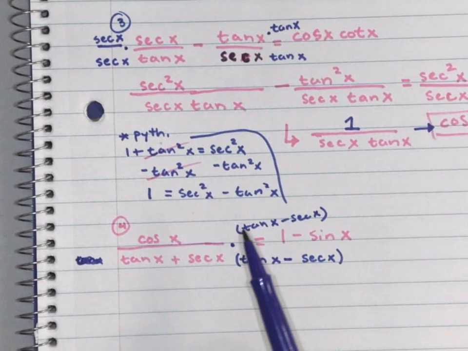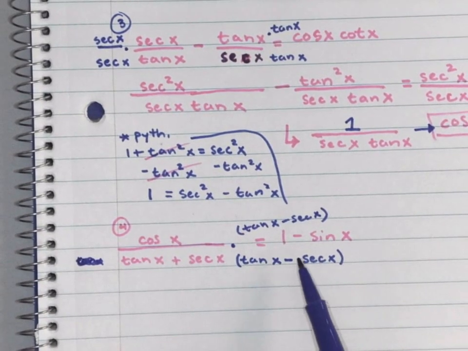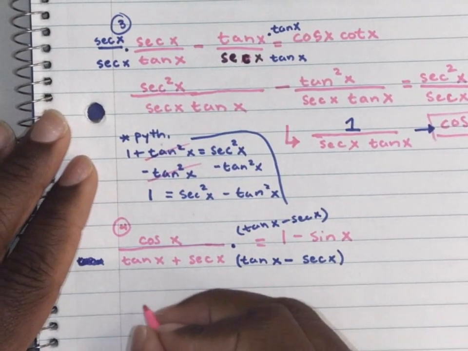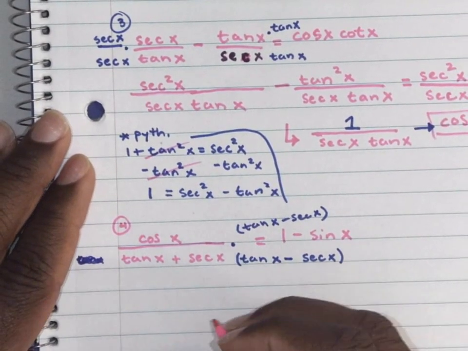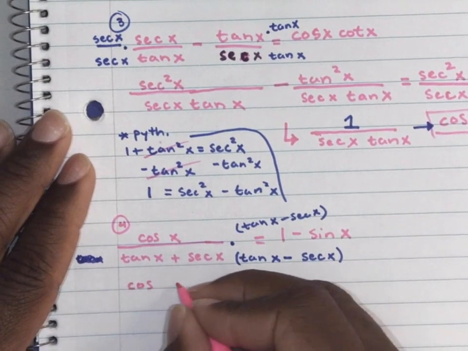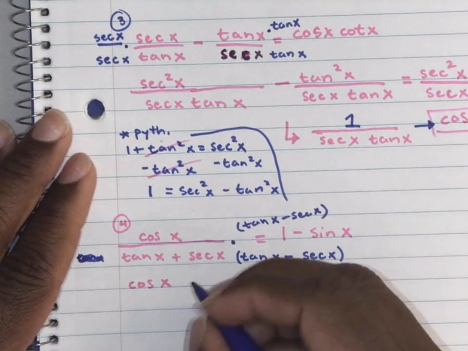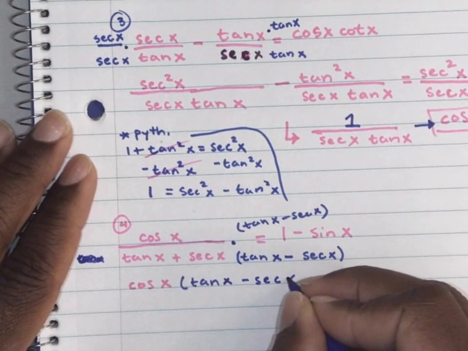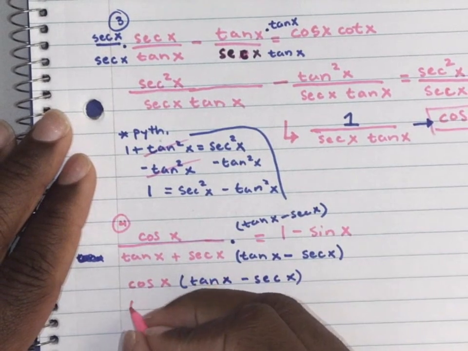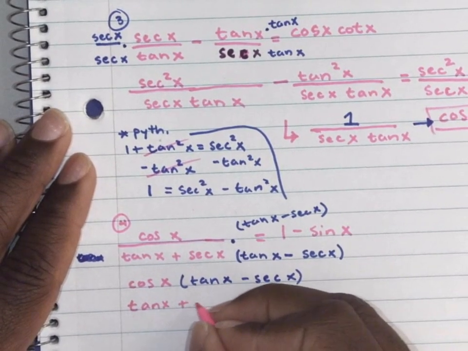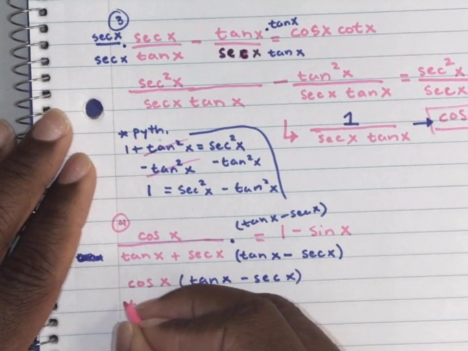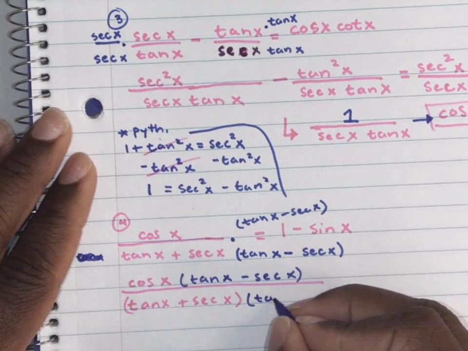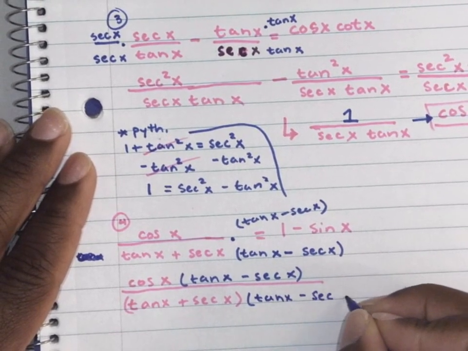Okay, so just to be clear, we're multiplying the top and the bottom by tangent x minus secant x. All right, and then I'll come below. I tell you what, let me write it again so it'll look a little neater. We're going to do cosine of x times tangent x minus secant x. And then we've already got tangent x plus secant x. And remember, these are together. And then we're going to multiply that by tangent x minus secant of x.